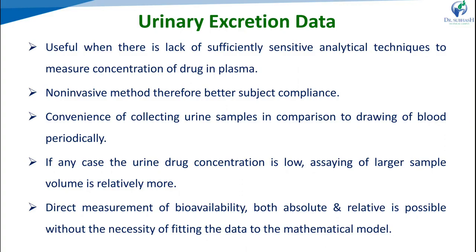In any case, the urine drug concentration is low, but a larger sample volume is relatively easy to obtain. So for urine analysis, even a small amount of drug present in the urine lets us identify the concentrations. So a less sensitive analytical method is required compared to finding the drug concentration in plasma, where the amount of sample is small and we require a sensitive analytical method to find out the drug concentration in blood. Direct measurement of bioavailability, both absolute and relative, is possible without necessitating fitting of mathematical equations or models like that.